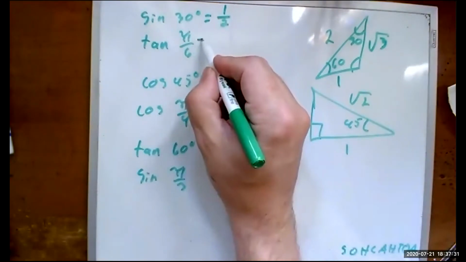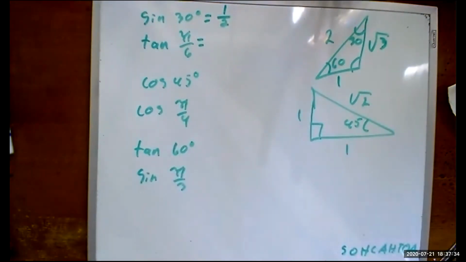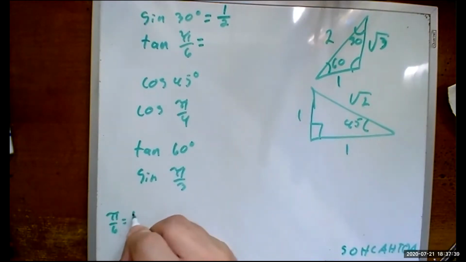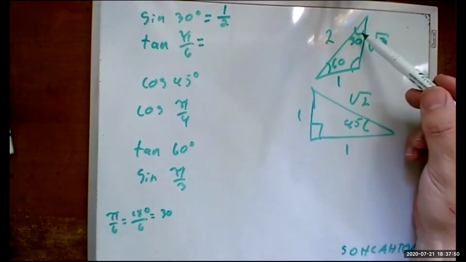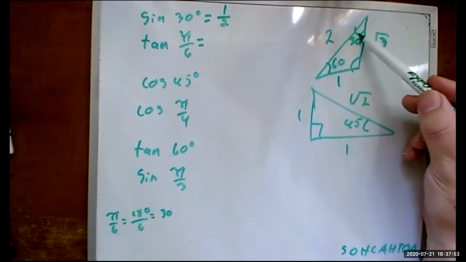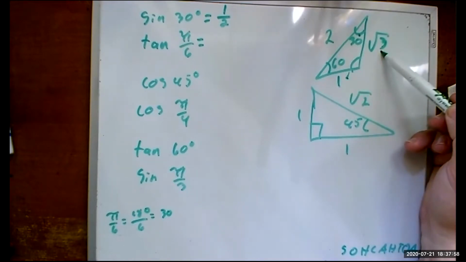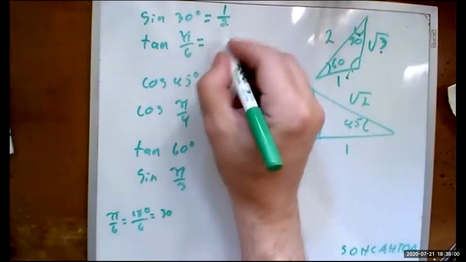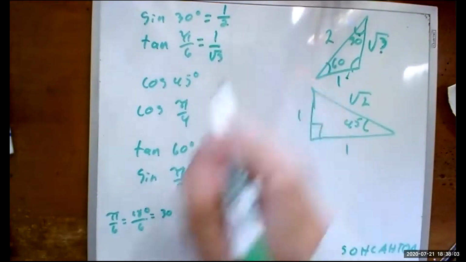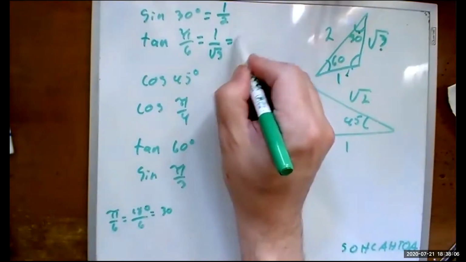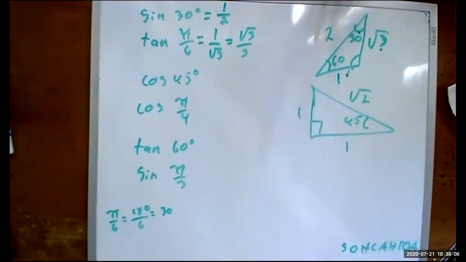This is asking now for the tan of pi over 6. Pi over 6, really quickly, it's like saying 180 over 6, which is just 30. So we want the tangent of 30 degrees. Tangent is opposite over adjacent. So for my 30-degree angle, my opposite is 1. My adjacent is root 3. So this becomes 1 over root 3. And as we just learned, we're not allowed to do that. So it becomes root 3 over 3.